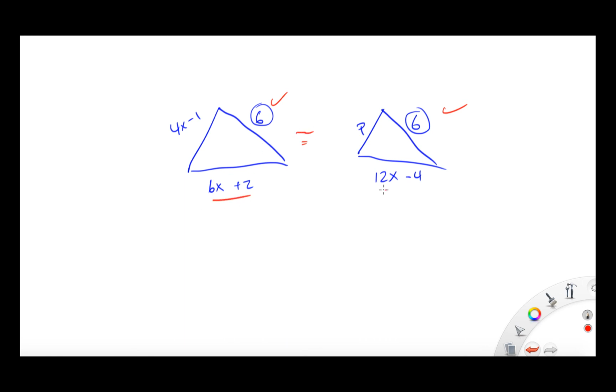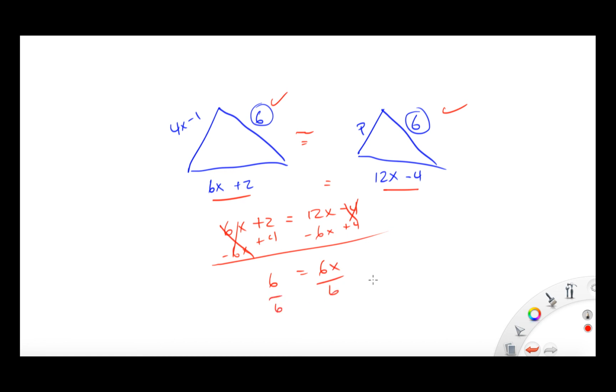So this equals this, right? 6x plus 2 equals 12x minus 4. Can we solve for x? Well, we should be able to. Let's add 4 to both sides. Get rid of this. And then let's subtract 6x and subtract 6x. So we eliminate that. So here we have 6 equals 6x. We divide by 6. x equals 1.